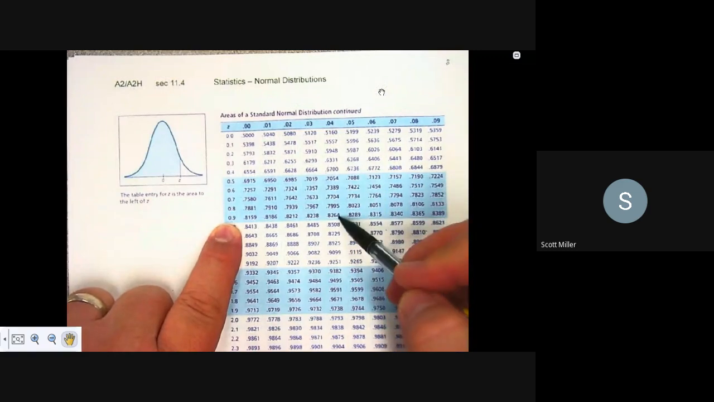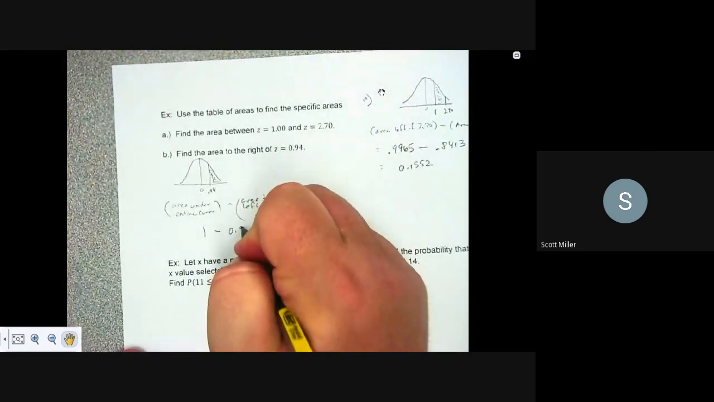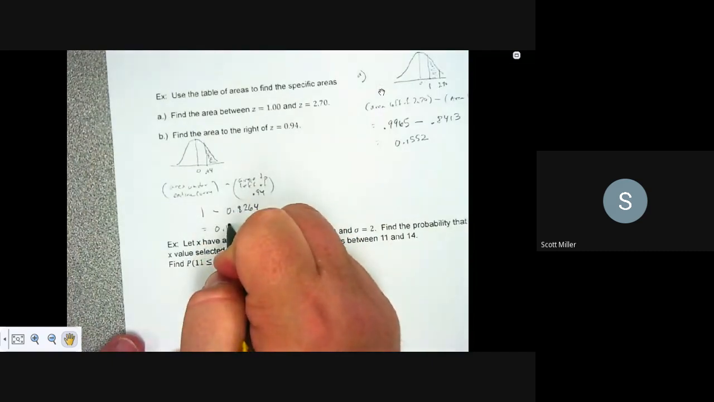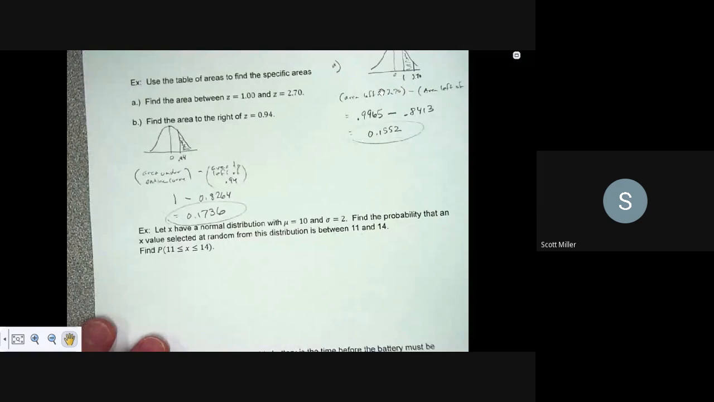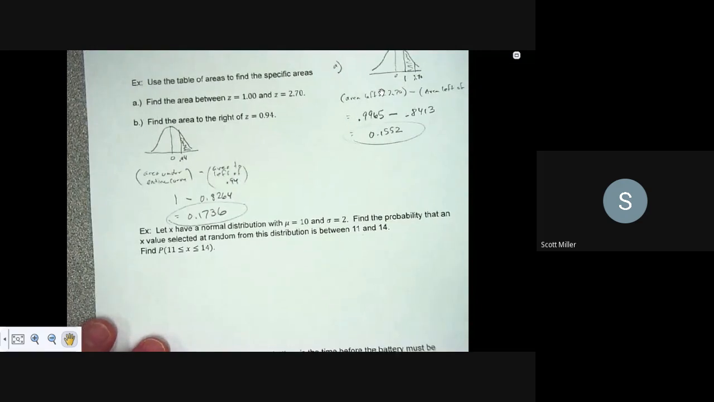0.94 is 0.8264. So the area to the right is going to be 0.1736. And so that's how you would do that. Okay? All right. Let's continue.